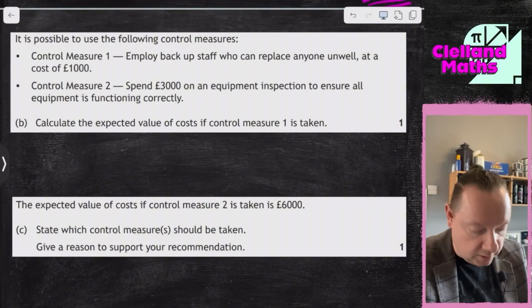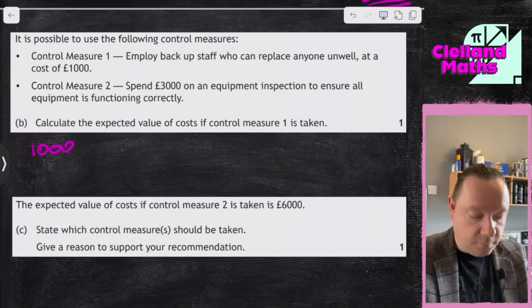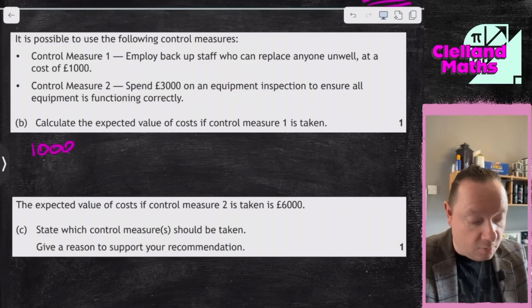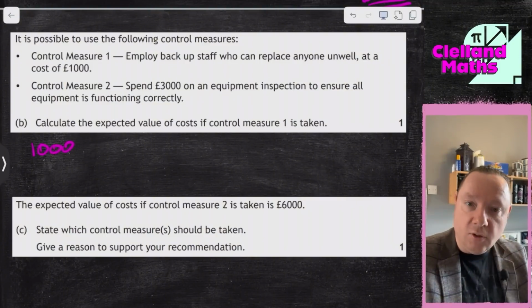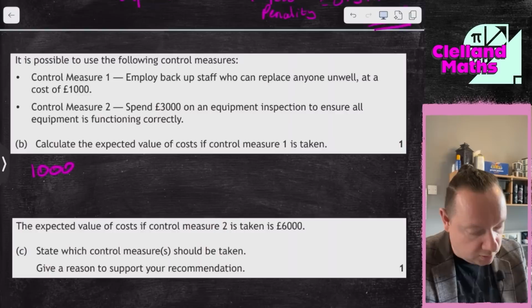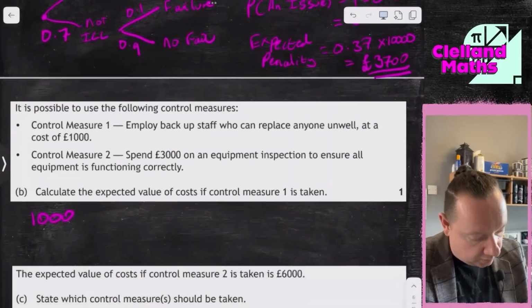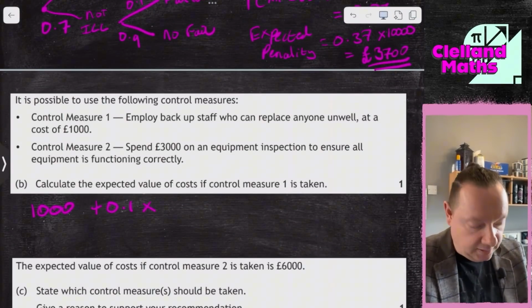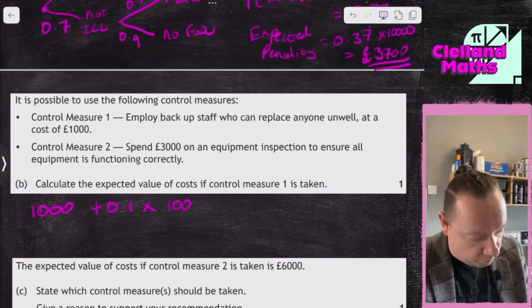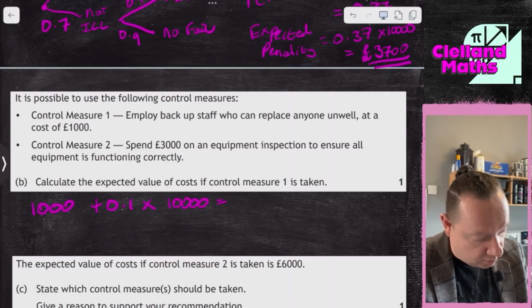Well, if control measure 1 is taken, I'm automatically getting charged £1,000. Simple as that. But that means no one can be ill now. Well, we're going to replace them, but equipment failure could still happen because I'm not putting any measure in place. So what's the chances of equipment failure? Well, up here it says 0.1. So I need to then add 0.1 times the expected penalty, which was £10,000. So there's my sum. So that's 1,000 plus 1,000. That's just 2,000. You can use your calculator for that.